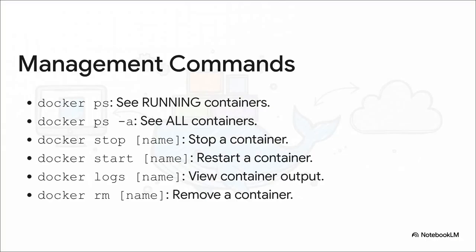Here's your essential toolkit, the commands you're going to use every single day. Docker PS shows you what's currently running. If you add -a, you'll see all of them, even the ones that are stopped. Docker stop and Docker start are basically your on and off switches. Docker logs is your absolute best friend for debugging. It shows you all the output from inside the container. And when you're done, Docker RM is how you clean up and remove a container you don't need anymore.